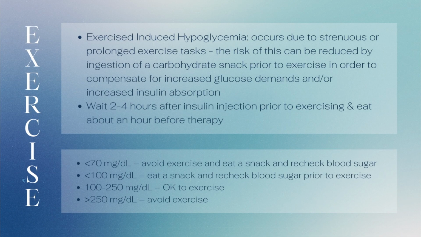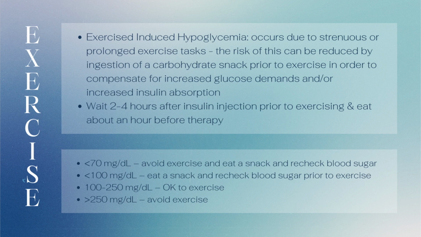So how does that impact exercise? Earlier we talked about how exercise can decrease blood glucose levels. So sometimes you can have exercise-induced hypoglycemia. It occurs due to strenuous or prolonged exercise tasks. The risk of this can be reduced by an ingestion of a carbohydrate-rich snack prior to exercise in order to compensate for the increased glucose demands and or increased insulin absorption. You want to wait 2 to 4 hours after insulin injection prior to exercising and eat an hour before therapy.